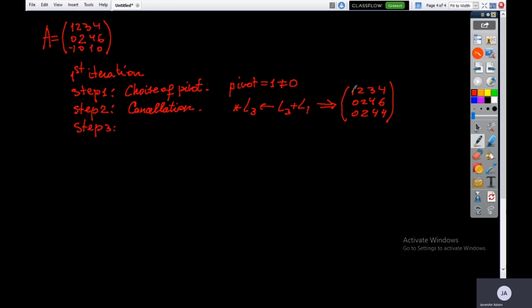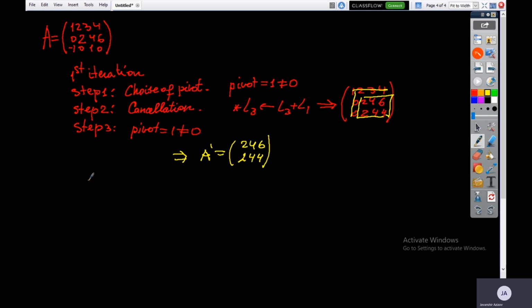Our input will be this matrix. We assign the first element to the pivot. It's true. Then we remove the first row and first column and take this submatrix. This one. A prime is 2, 4, 6, 2, 4, 4.